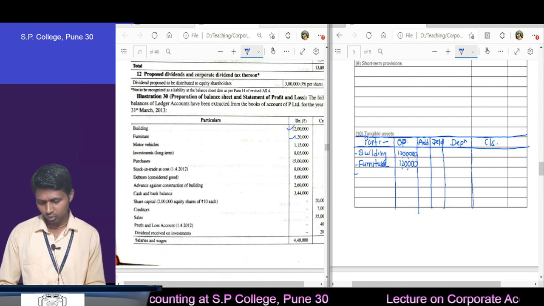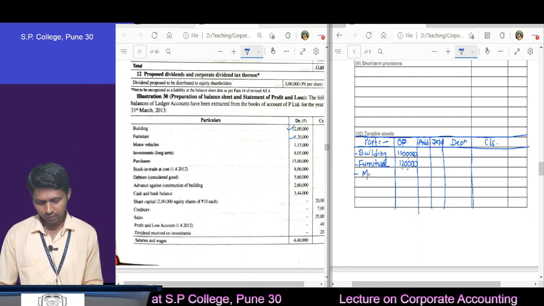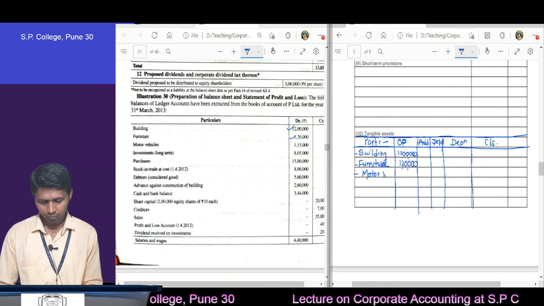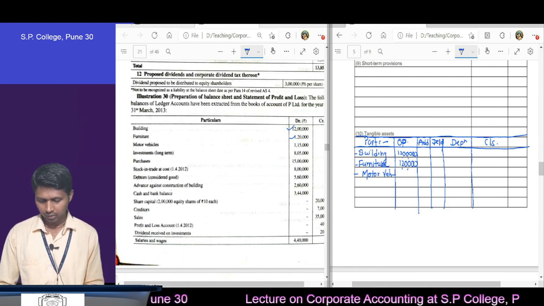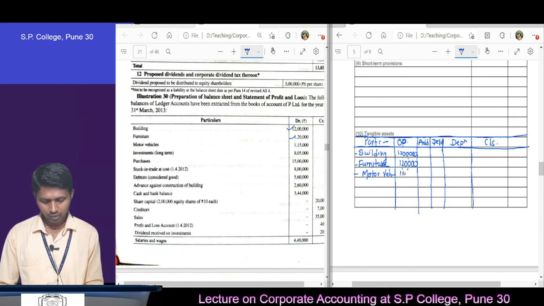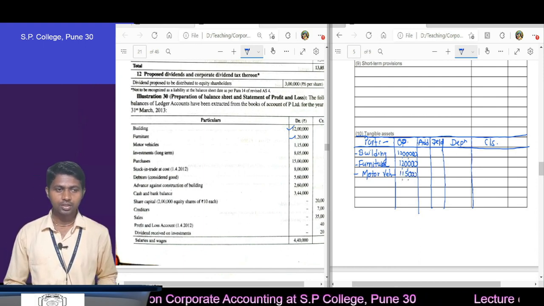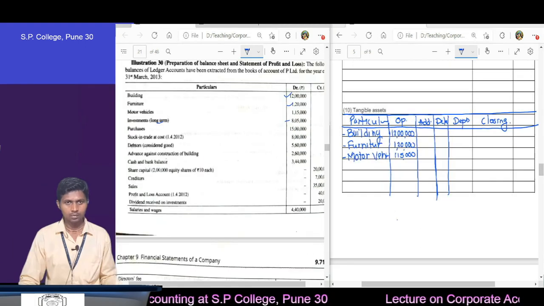Then after that we have motor vehicle. Motor vehicle is also a tangible asset, no need to explain, you can write motor vehicle. What about its amount? The amount given is 1,15,000 rupees, right? That 1,15,000.